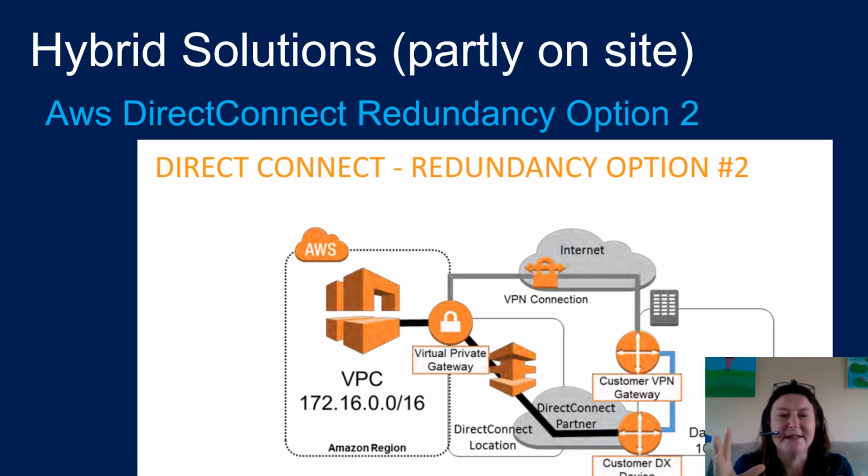So rather than connect via a separate Direct Connect redundancy option, they could set up a VPN, which does go over the internet, but only when the other one is down. So only when the Direct Connect option isn't there, they might use the VPN. In this case, they'd have a VPN gateway on site, which connects via the internet directly into the VPC on the AWS side. So that's a typical redundancy option for Direct Connect in AWS.